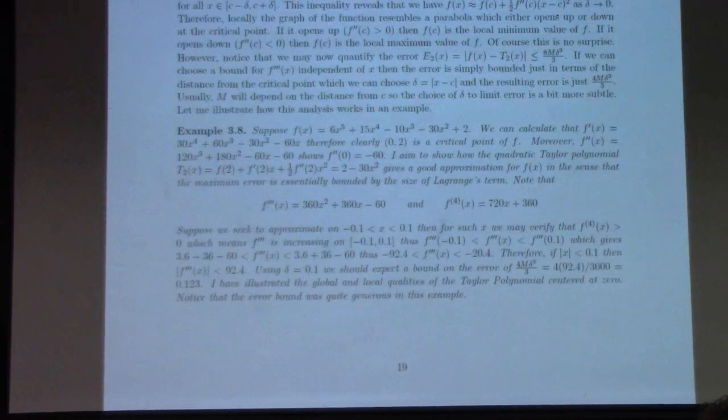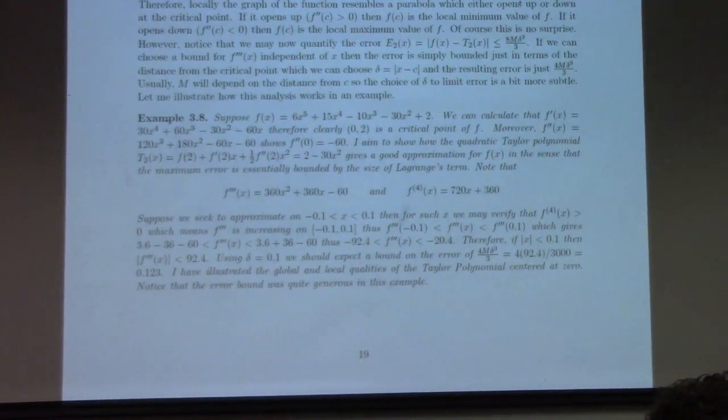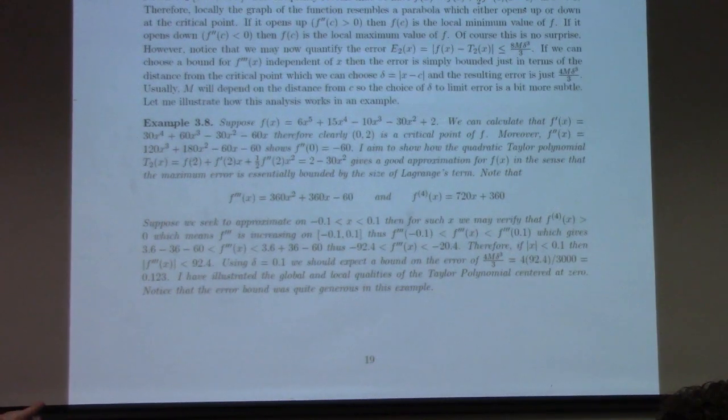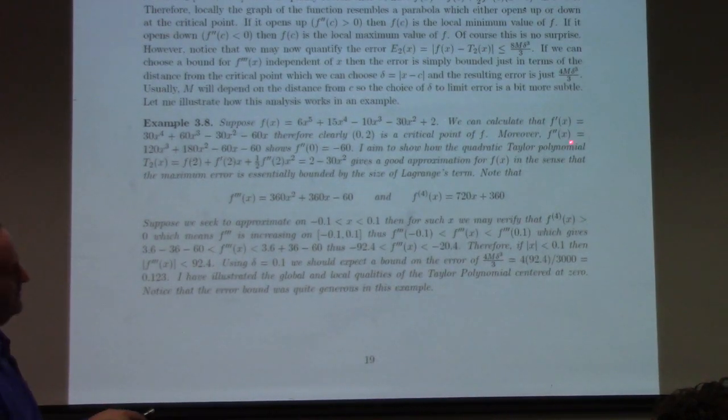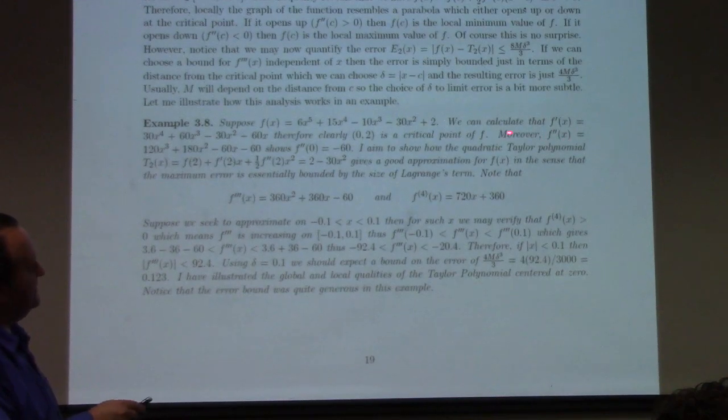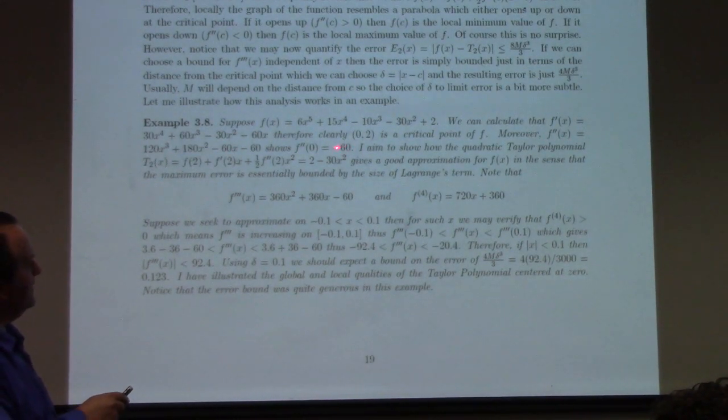So you might wonder, what does this matter? Well, this matters, like here, for example, let's just talk about a couple examples. Here I have a 5th order polynomial, 6x to the 5th plus stuff, right? And I calculate the derivative, and I figure out that 0, 2 is a critical point. I calculate second derivative, and let's see here.